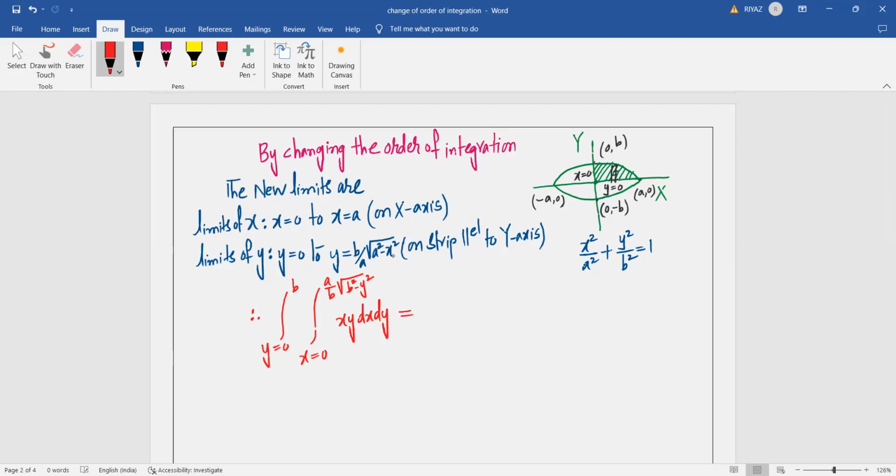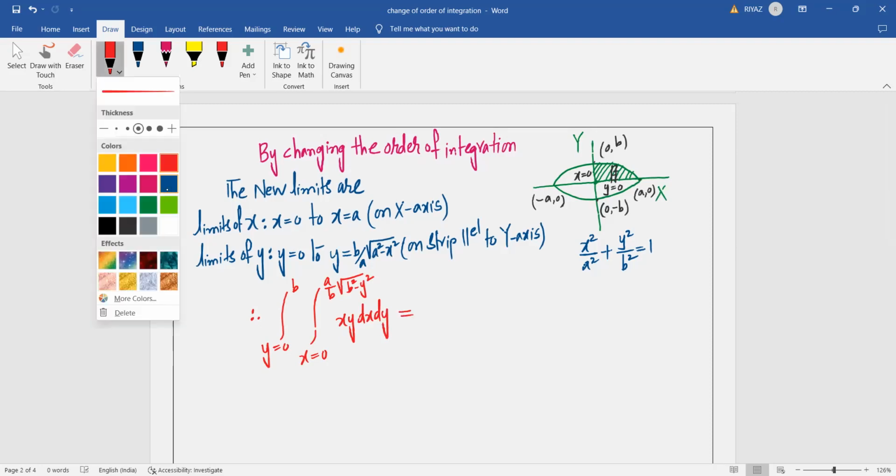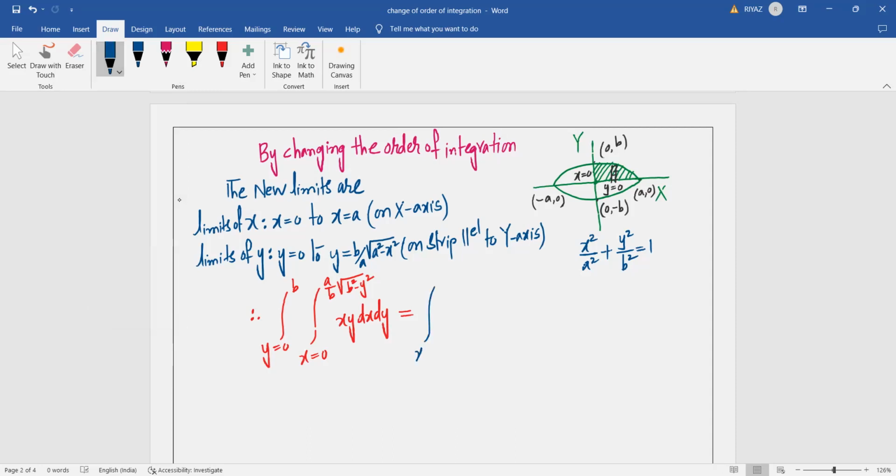Now by change of order of integration, how will the answer become? Y will be converted to x. अब यहाँ से आपका काम शुरू है. X is equal to 0 to a. Y is equal to 0 to b by a root under root a square minus x square. And here xy dy dx.